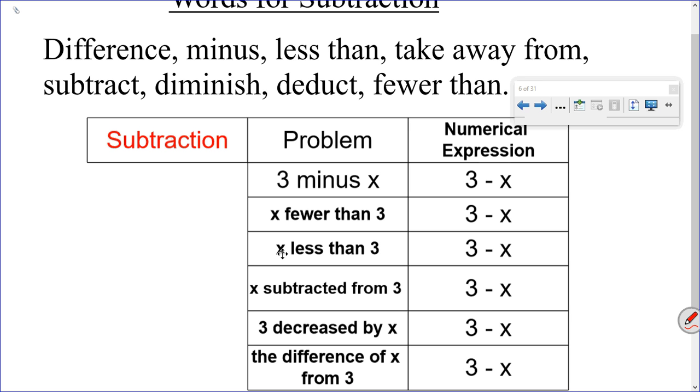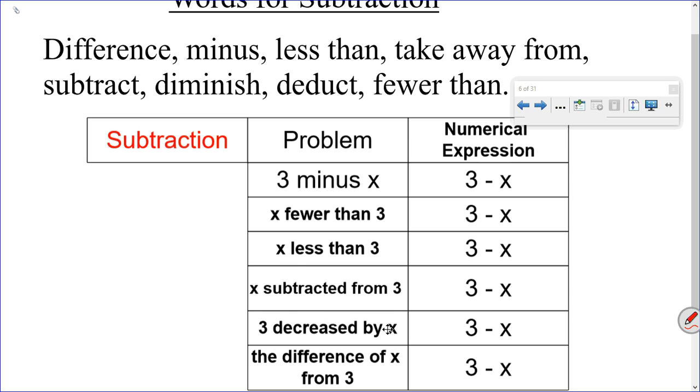Same thing applies in x less than 3. So again, they've been changed in place order, so it indicates that the 3 is greater than the x. So that's why we have 3 minus x. X subtracted from 3, again, from indicates that there's a changing of positions, because this is being taken away from that. So the 3 is greater and it goes in front.